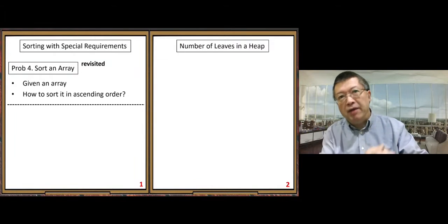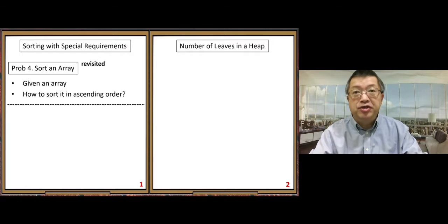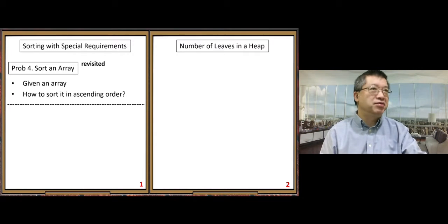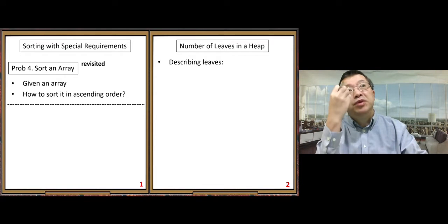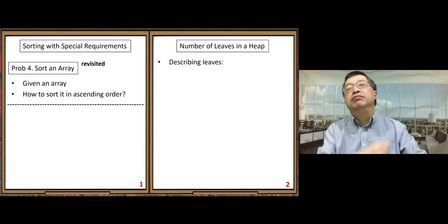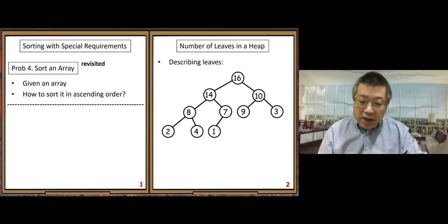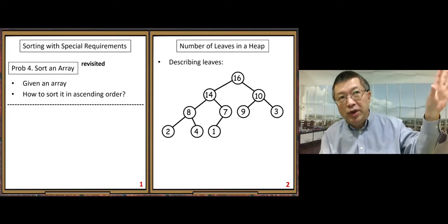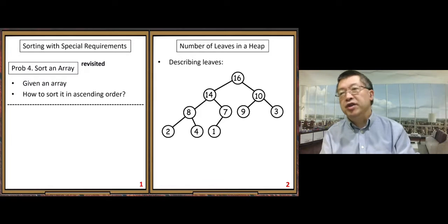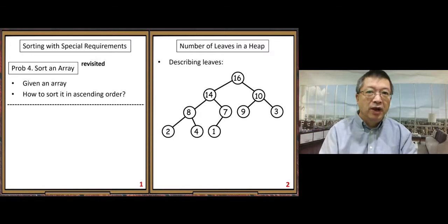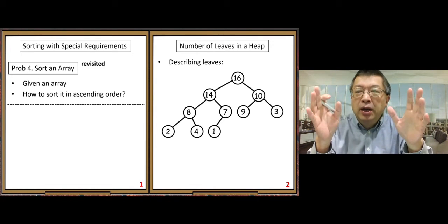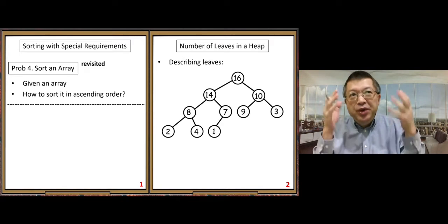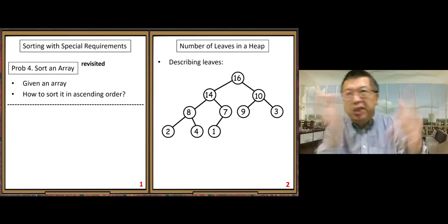First, the bottom level, number of leaves in a heap. So let's do that first. Describing leaves. First, we need to use a formula to describe leaf nodes, leaves. All right, so let me just use an example. We did this example in a previous video. From this example, how do we use a formula to describe a leaf node?